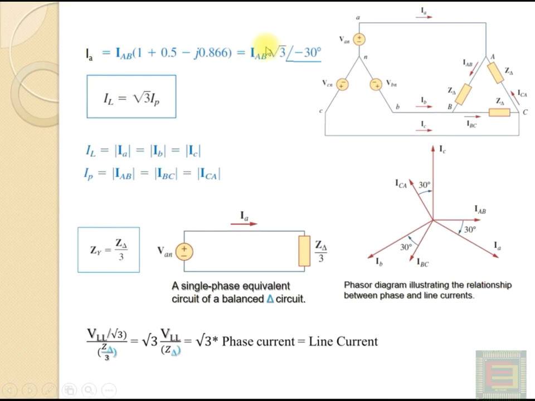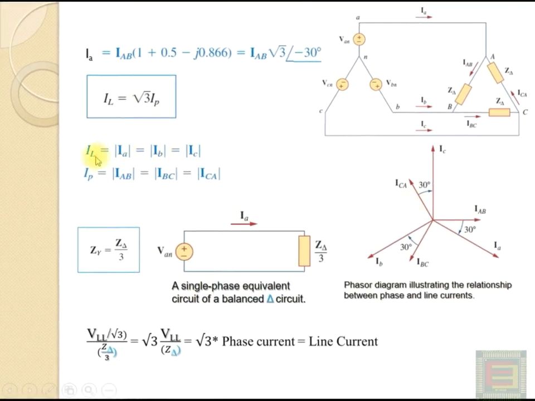So, this is the magnitude of the line current and it is making an angle of minus 30 degrees with respect to the reference phasor IAB here. So the line current IA can be written as IAB root 3. That is, the magnitude of the line current will be root 3 times the phase current, and IA will be lagging with respect to the reference phasor by an angle of 30 degrees. Here it is to be noted that we have taken IAB as reference. So the line current in magnitude will be equal to root 3 times the phase current.